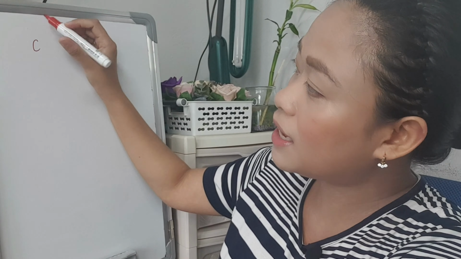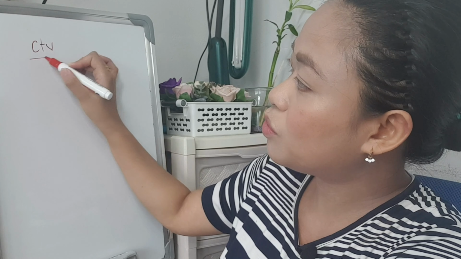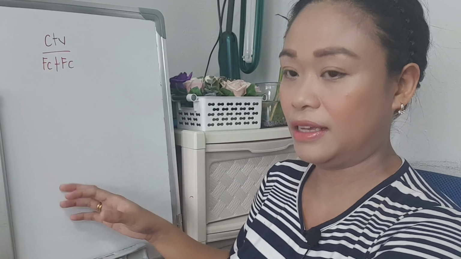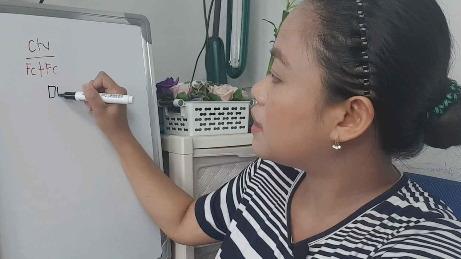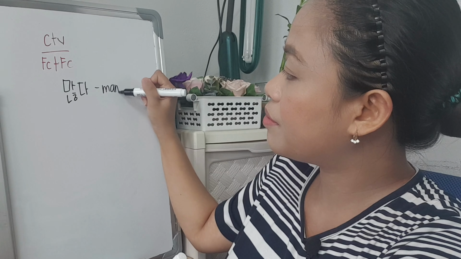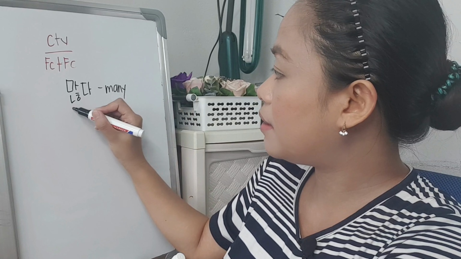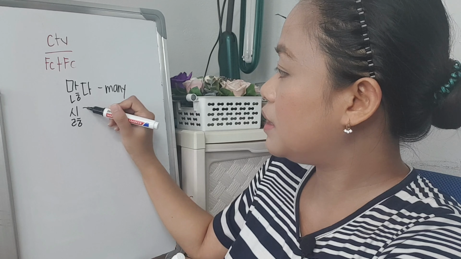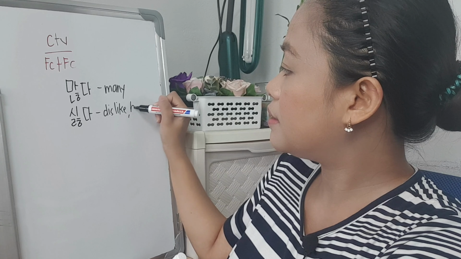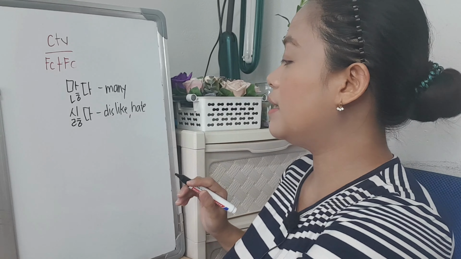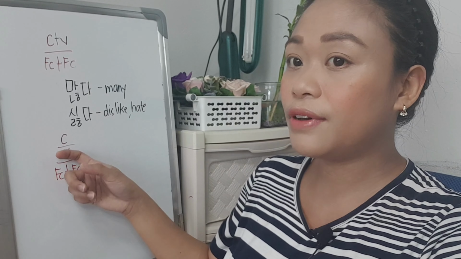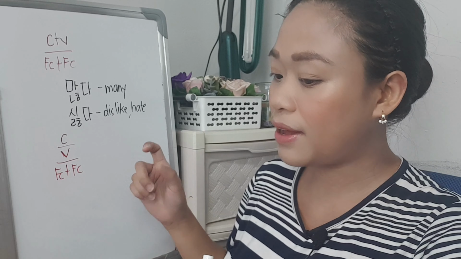Another one is the consonant plus vowel over final consonant plus the final consonant. Wow, it has a lot. Example of this is manta, many. Manayo, many. Shilta, dislike or hate. Favorite word of my baby. 싫어요.